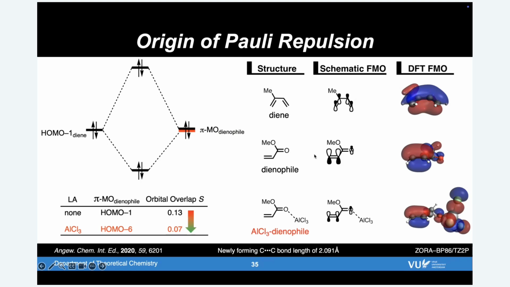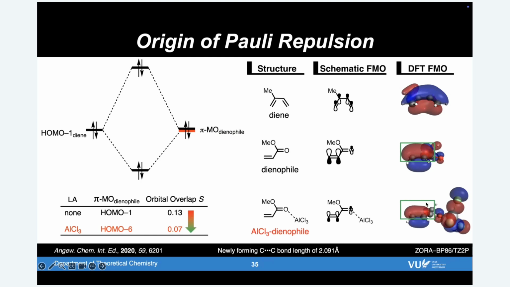Let's go ahead and visualize these molecular orbitals. So the diene, this is the HOMO-1, the all-in-phase pi system. Here you have the uncatalyzed reaction. This is your dienophile. Here you see quite a large lobe here. This is the pi bond that's reacting with your diene.